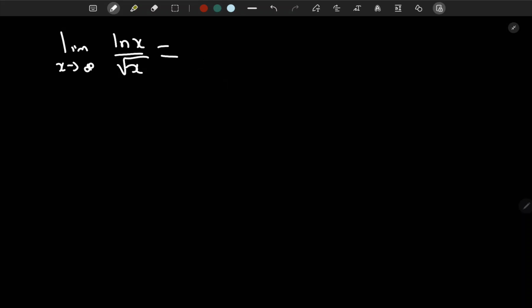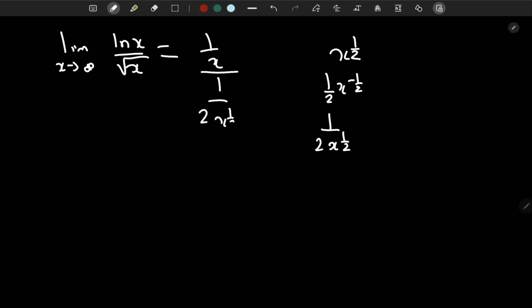The derivative of ln x is 1 over x, as we mentioned before, and the derivative of radical x, I'm going to take on the side. I'm going to bring the radical as a half power, and now let's differentiate this. It's going to be half x to the negative half, and we can bring x down, so it becomes 1 over 2 x to the half power.